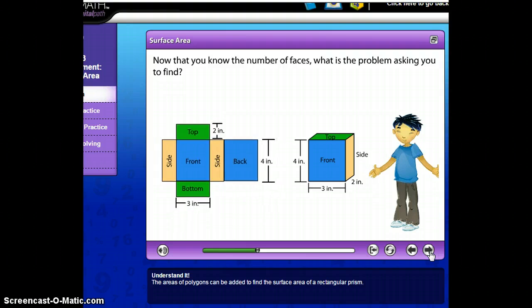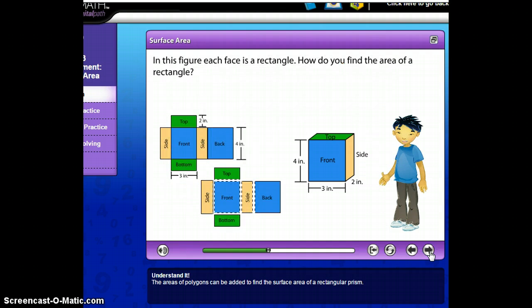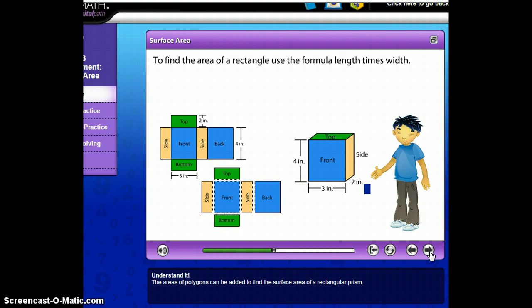Now that you know the number of faces, what is the problem asking you to find? The problem is asking you to find the surface area of the rectangular prism, which is the sum of the areas of all its faces. In this figure, each face is a rectangle. How do you find the area of a rectangle? You all told me length times width. To find the area of a rectangle, use the formula length times width.